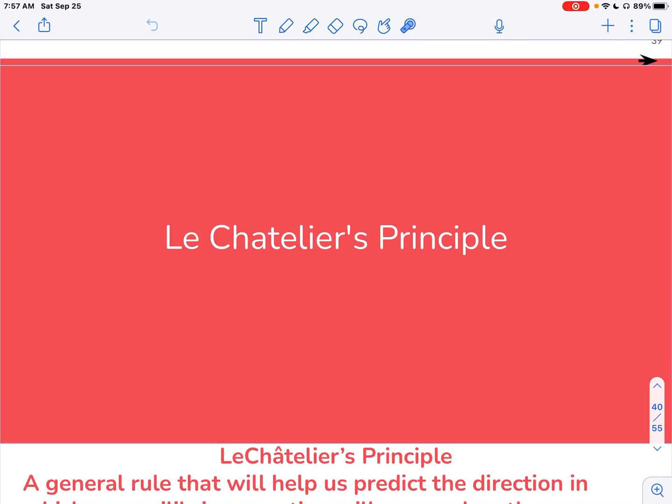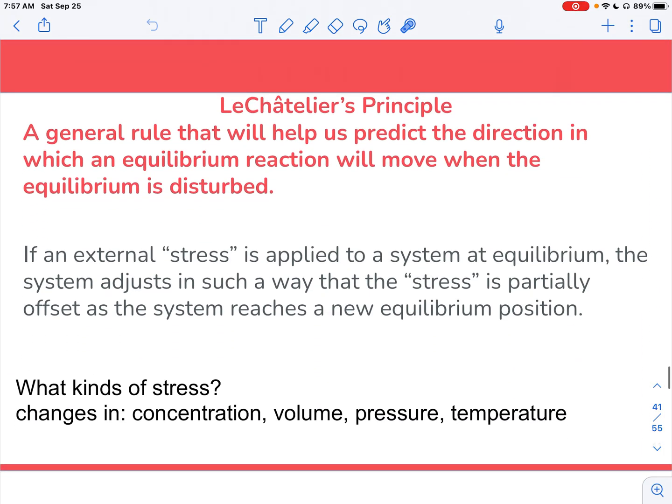Le Chatelier's principle, which you may have had a very brief introduction to in your first year chem class, but we're going to go much more in depth into it because now you also understand equilibrium a little bit better. Okay, so Le Chatelier's principle takes a system that is already at equilibrium and adds what we call a stress. A stress is just a change. So you can have a change in concentration, pressure, volume, temperature, and what will happen is that the system will automatically shift to go back to equilibrium.